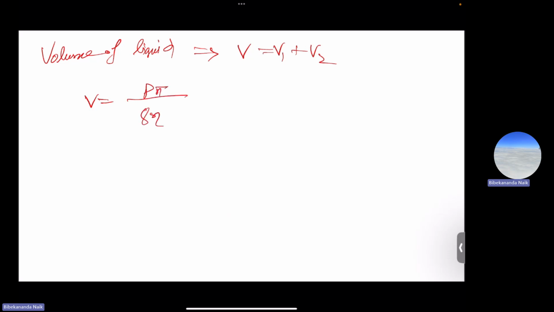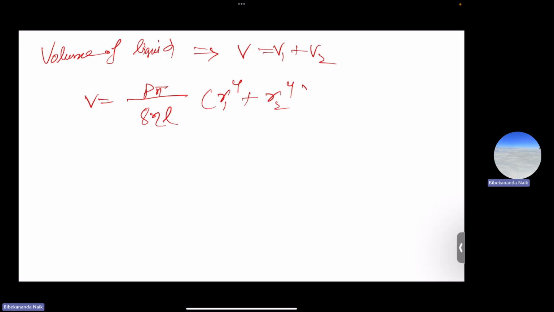The total volume of liquid that is flowing, so V is V1 plus V2. We know V is P pi divided by 8 eta L into R1 to the power 4 plus R2 to the power 4.